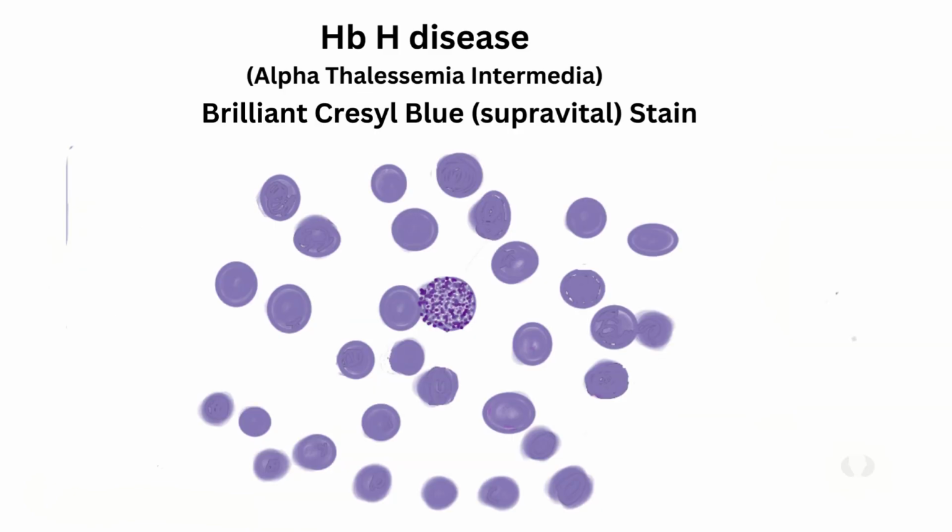Here we see an illustration of a peripheral smear stained 15 minutes with brilliant cresyl blue, a supravital stain, which can demonstrate hemoglobin H inclusions, where you see violet blue punctate inclusions, giving a golf ball appearance.